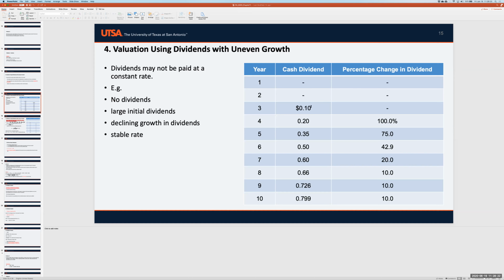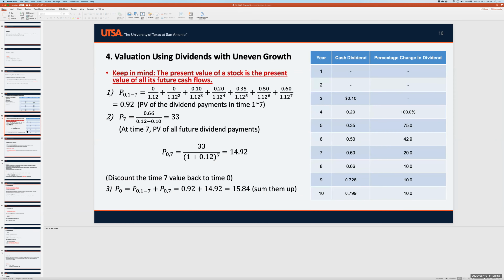So what is the growth rate for year 4? If you look at the dividend paid at time 3, it's just 10 cents, and for time 4, it's 20 cents. What is the growth rate from 10 cents to 20 cents? It's 100%. From 20 cents to 35 cents, it's 75%. You see, it's not stable. It's not even. It's uneven payments. So how can we deal with this problem? How can we find the P0 if you have this kind of scenario?